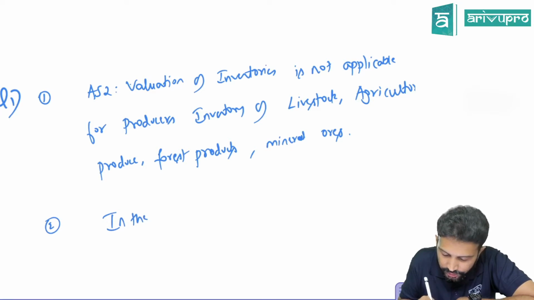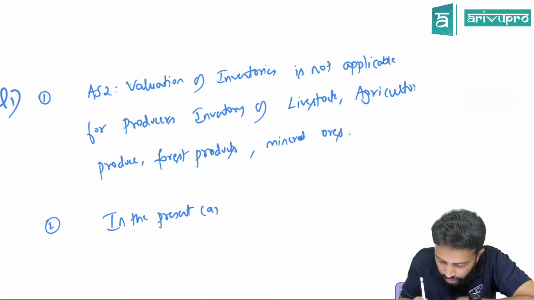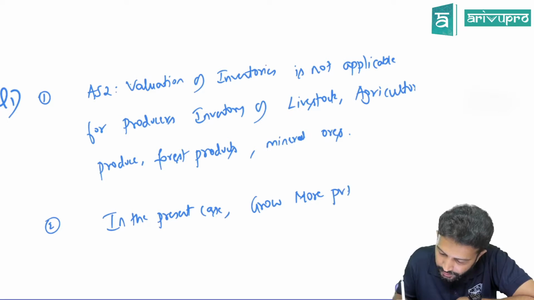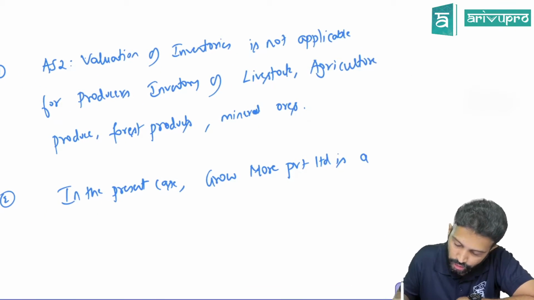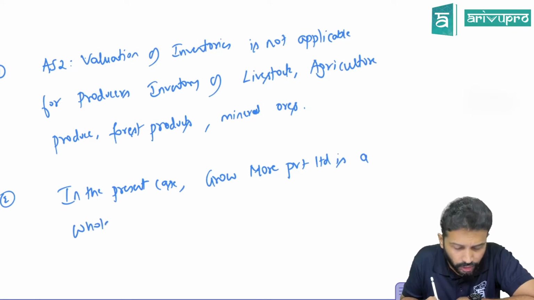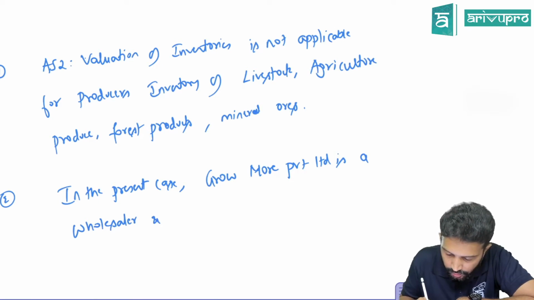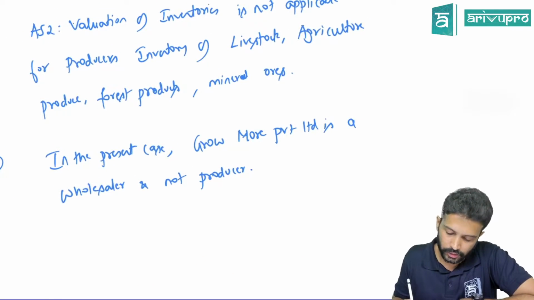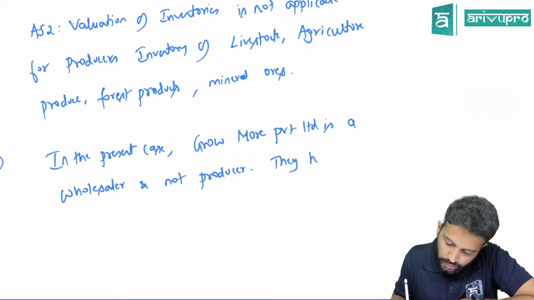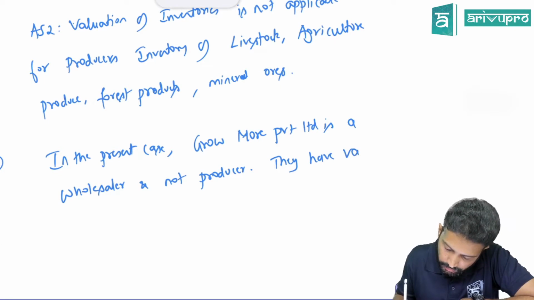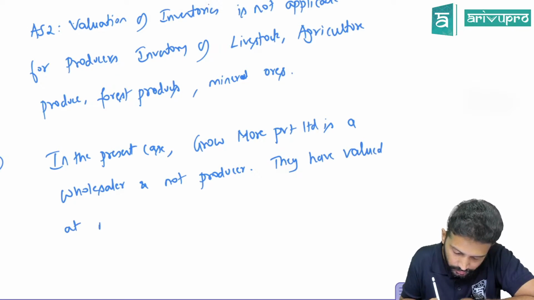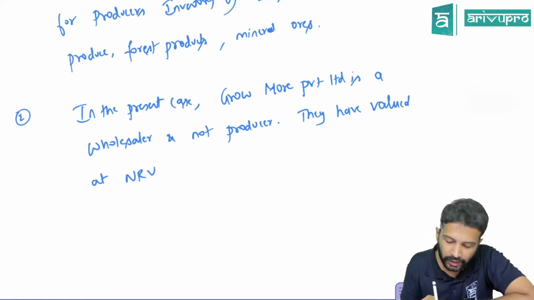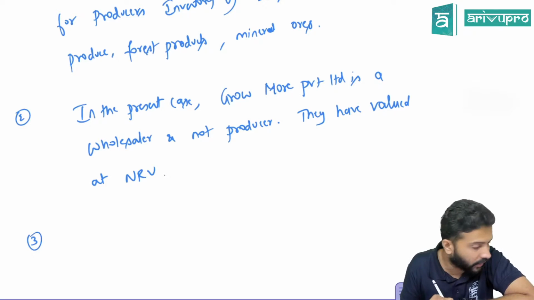In the present case, what is the name of the company? Grow More Private Limited is a producer or a wholesaler? Is a wholesaler and not producer. They have valued the inventory how? They have valued inventory at net realizable value. I'll call it NRV. We'll go into that NRV also in a bit. That is what has happened in the case.